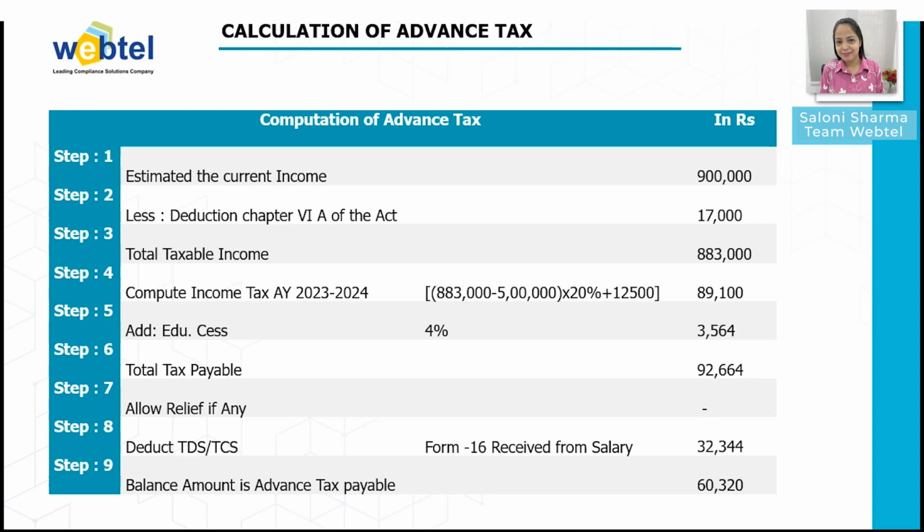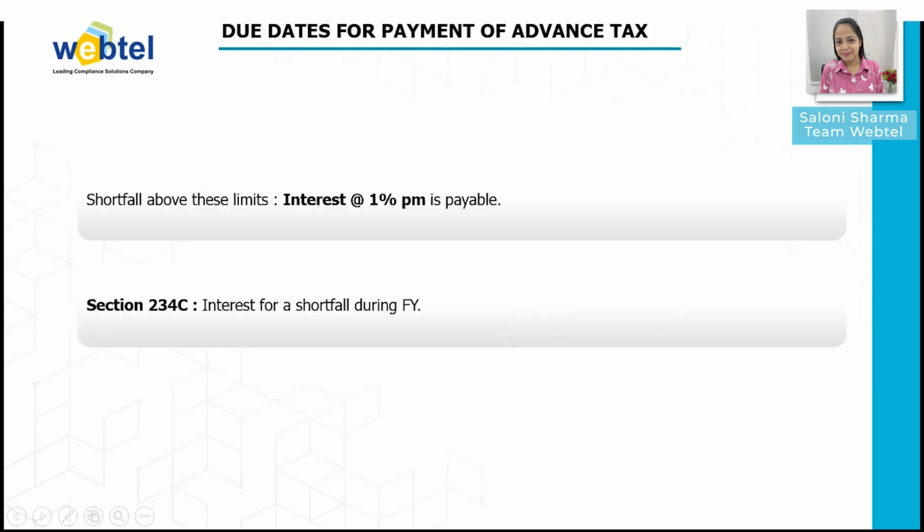And then at point number 8, add the TDS deducted or collected amount. And after that, the balance amount is considered as the advance tax payable amount. So you need to pay 60,320 rupees as an advance tax. Due dates for the payment of advance tax.